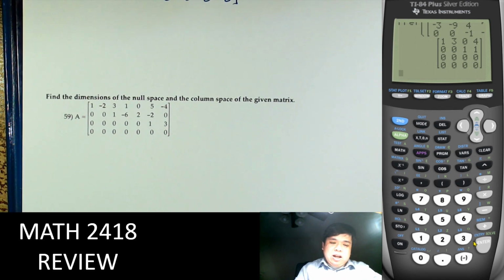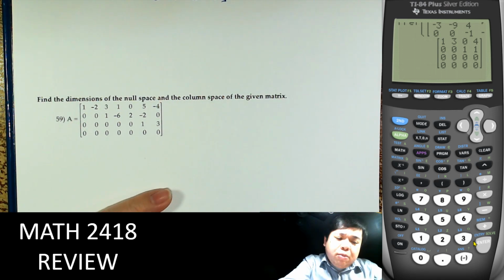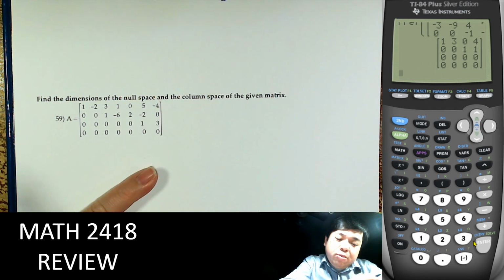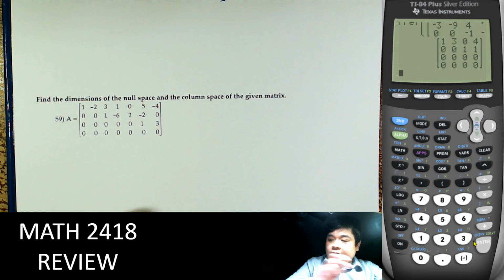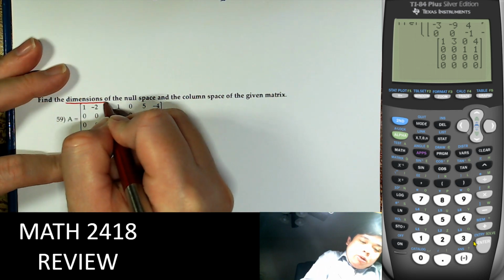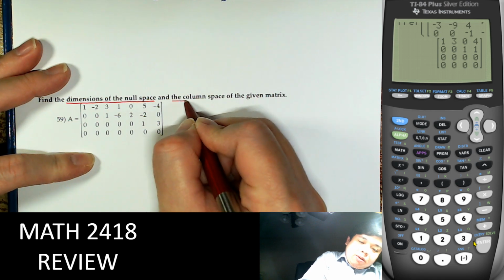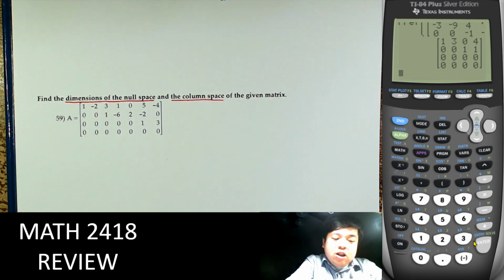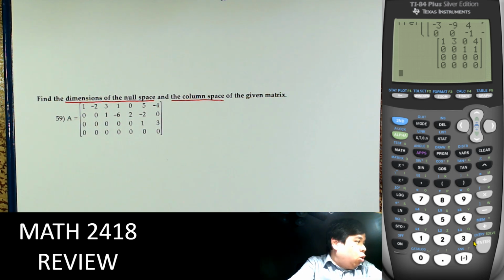Right. What's next is more important. So when we look at this matrix, find the dimension of null space and the column space. And this is very important. Dimension of null space and the column space. So what we have is just put in matrix, reduce the echelon form, and that will be it. We go from there. Right?